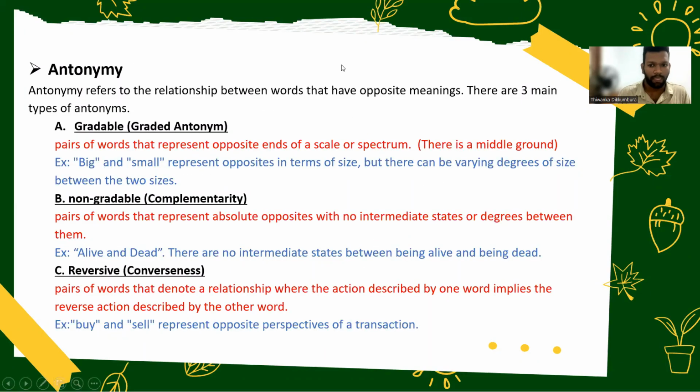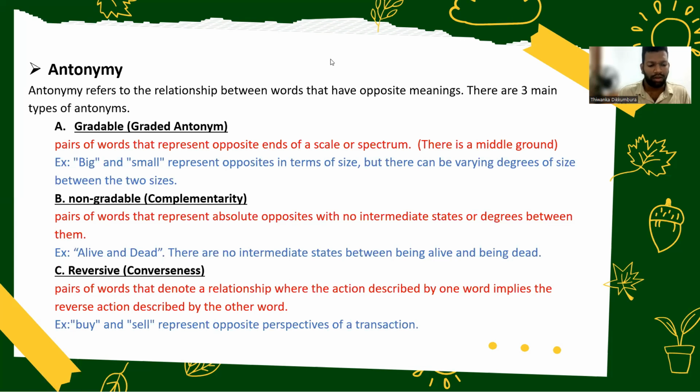That is antonymy. Antonymy refers to the relationship between words that have opposite meanings. That means the opposite of synonyms, right? So these words have the opposite meanings. There are three main types of antonyms. The first one is gradable antonyms. Those are pairs of words that represent opposite ends of a scale or spectrum. That means there is a middle ground.